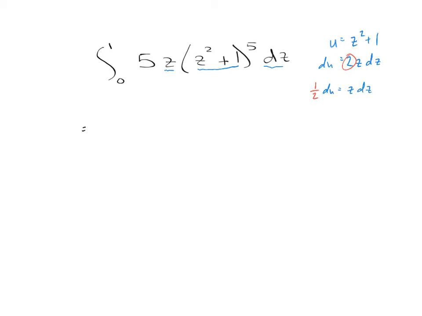Okay, so we make our substitutions. Our integral, I'll come back to the bounds in just a moment. Our integral: 5 stays, times, let's see, it's not z anymore, u to the 5th, and then my 1/2 du. Just to make sure that we see where everything comes from. Z squared plus 1, that's u. Follow the yellow highlighting, and then let's go green. Z dz, that is 1/2 du.